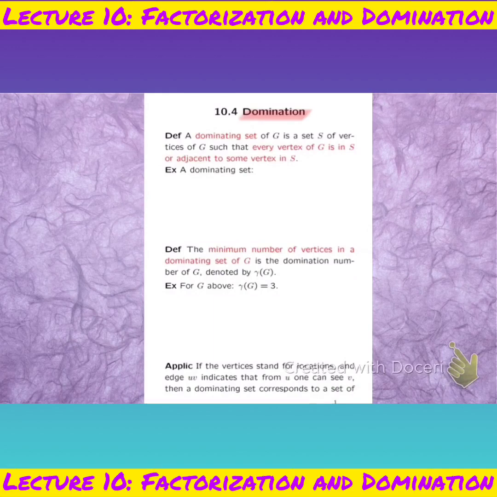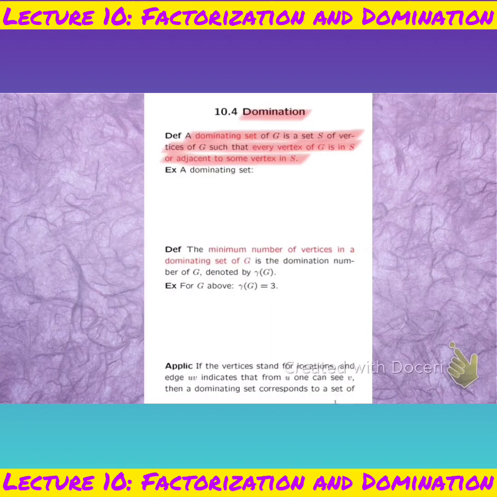Now, in mathematical terms, we say a dominating set of a graph G is a set S of vertices of G, such that every vertex of G is in S, and if it's not in S, then it's adjacent to a vertex in S. So essentially, S is your set of black colored vertices, and V minus S is the white colored vertices, and every white colored vertex is adjacent to at least one black colored vertex.